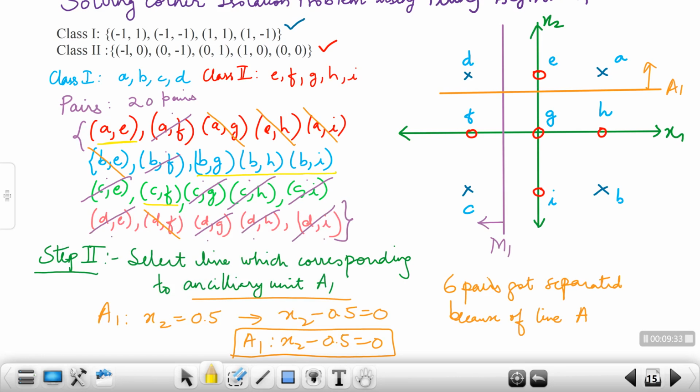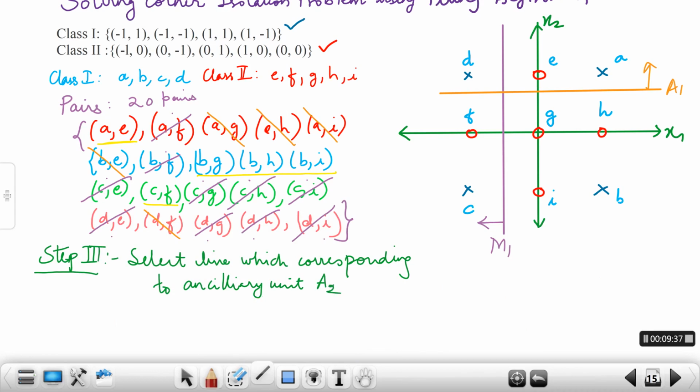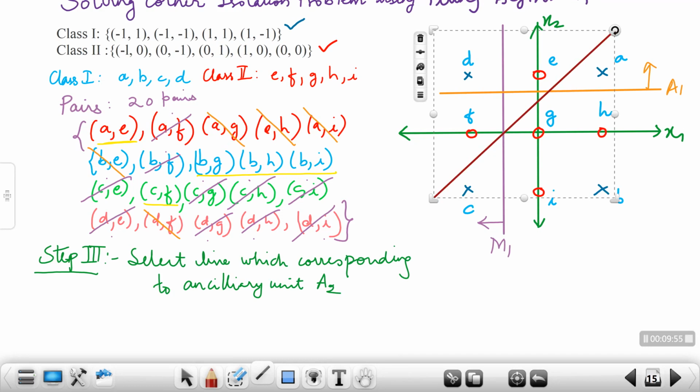So I select the next ancillary unit, which is A2. In step 3, we select another line corresponding to the ancillary unit A2. I select the line such that A and E will get separated, and also C and F will get separated. So I take a line like this such that both A and E and C and F will get separated.